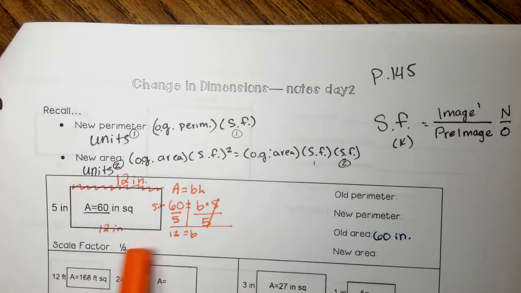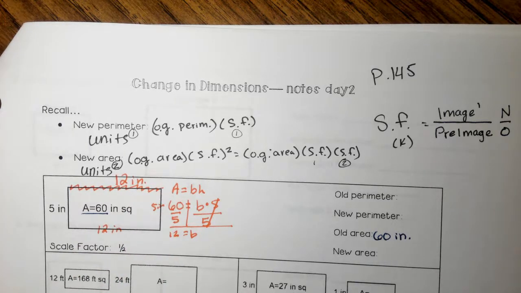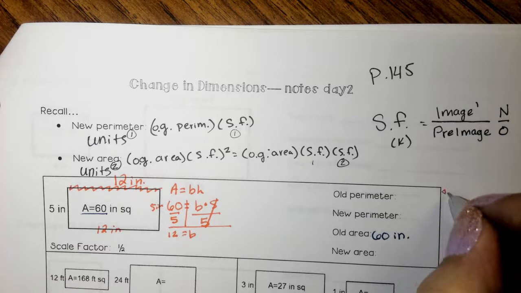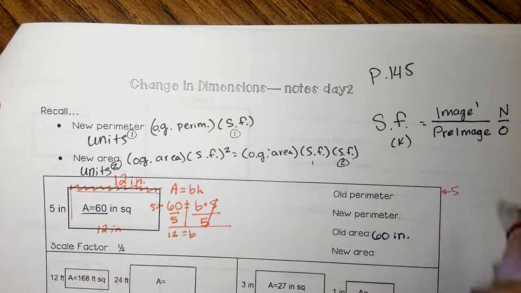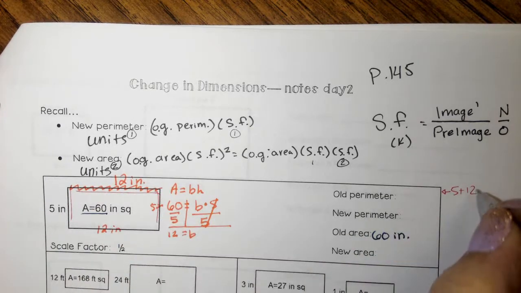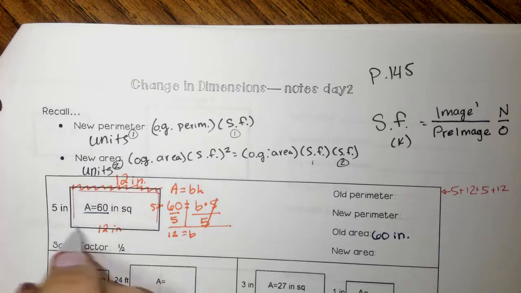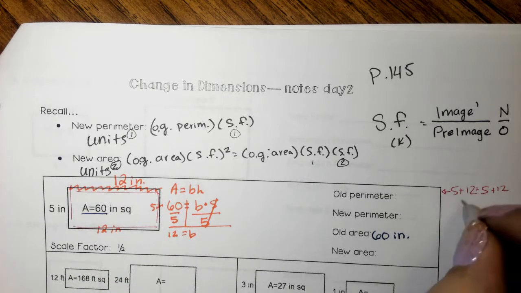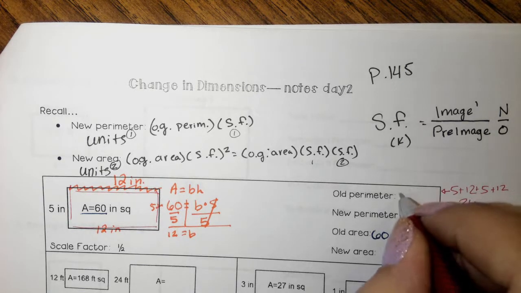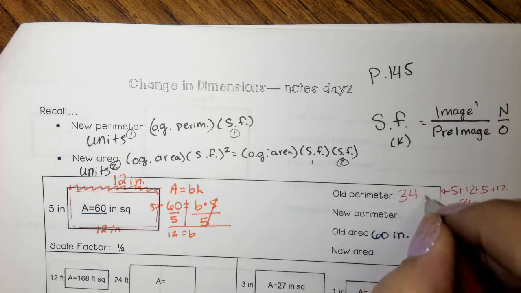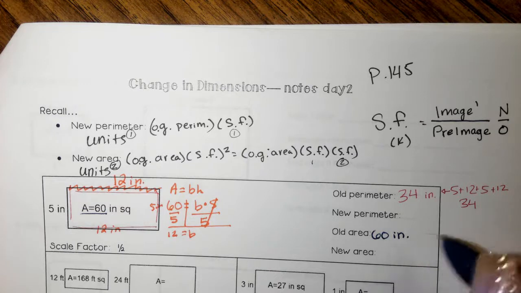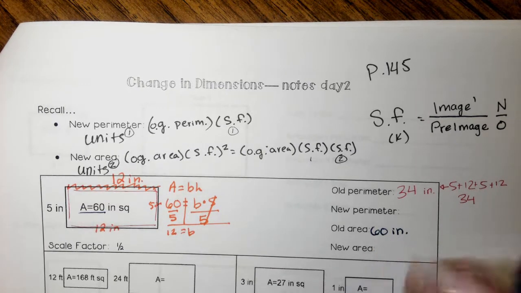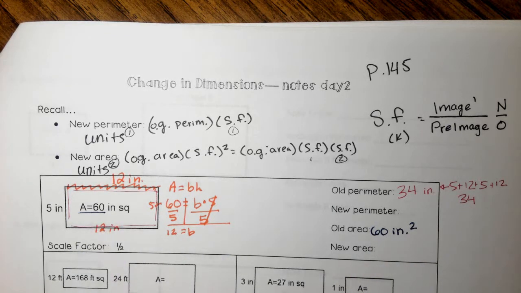Now I know all of my side lengths, so we can go ahead and find the perimeter. The original, or old, perimeter would be 5 plus 12 plus 5 plus 12 again. And when you add that up, you get 34. The original perimeter is 34, and we are measuring in inches. I hope I said 60 inches squared instead of 60 inches. The area is 60 inches squared. I forgot to put my square on that area there.